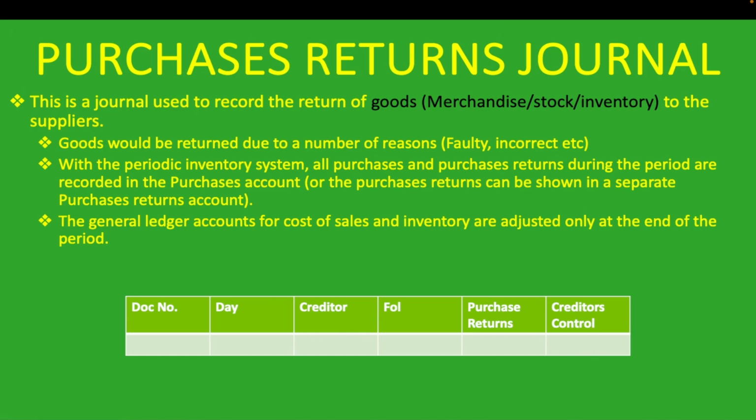What would that do? Basically, that would be decreasing my purchases, because I'm returning the goods. It's no longer under purchases, and it will also decrease the creditors control, or the creditors, the people that I owe money to from whom I bought on credit, as I've just mentioned, because you're returning the goods to them, you no longer owe them that specific amount. Okay, I hope that's clear enough.